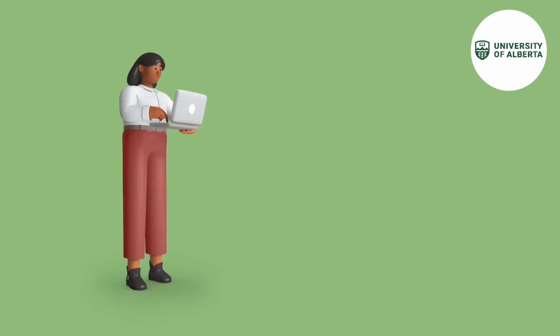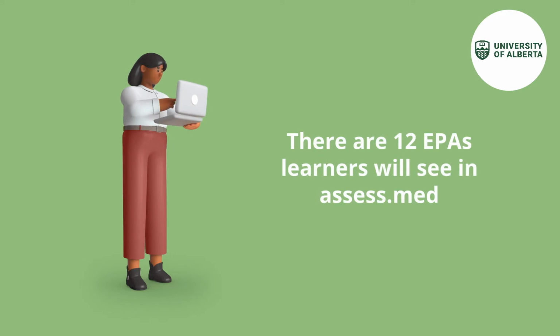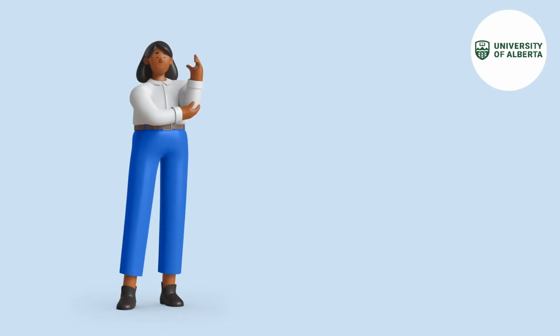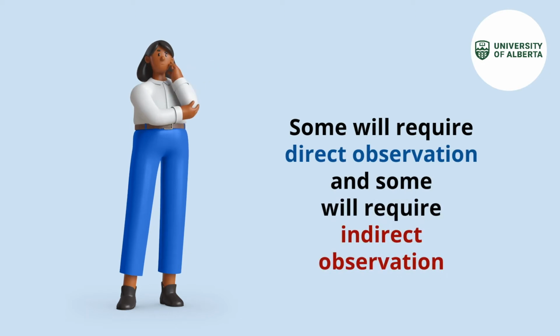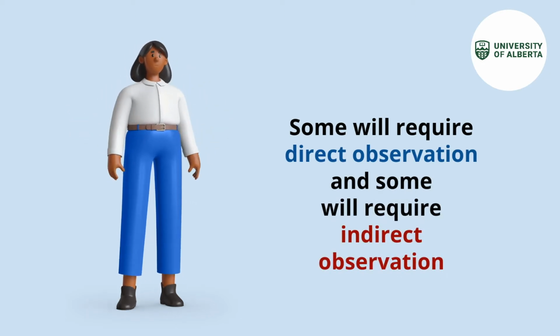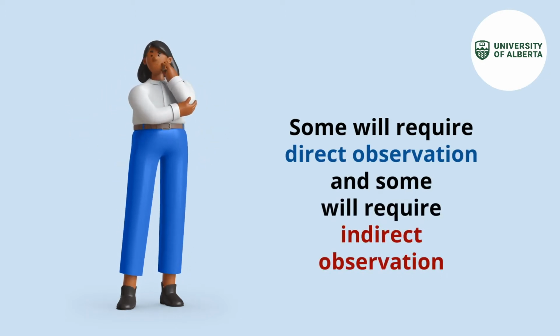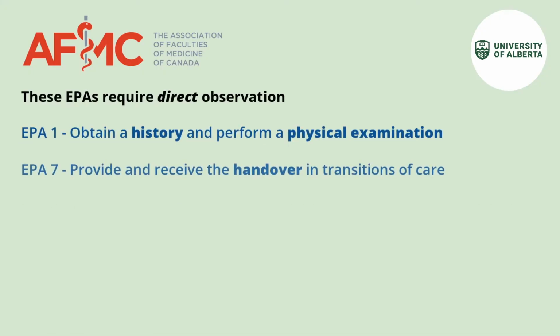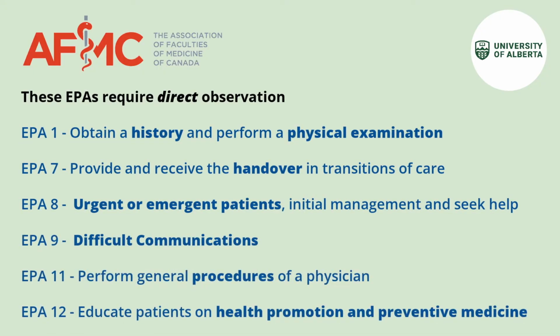When you log into assess.med, you will see 12 different EPAs. Some of these EPAs require direct observation with the preceptor in the room with you and the patient, and others indirect observation. Here are the EPAs that require direct observation: history and physical, handovers, urgent emergent patients, difficult communications, procedures, and educating patients on health promotion and preventive medicine.